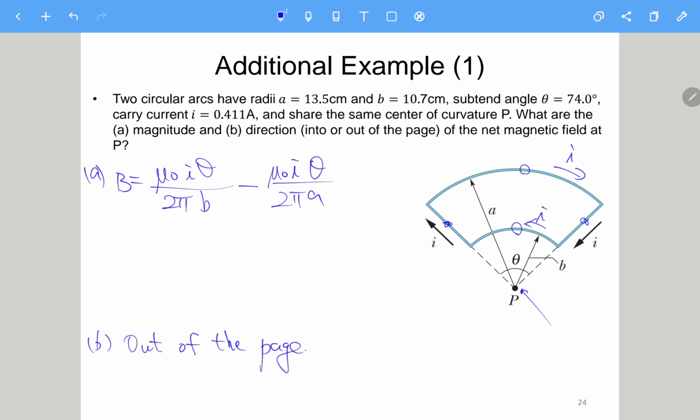I just mentioned that we can use the right-hand rule to determine the direction of the field at point P. The first way is that you use your forefinger to follow the current, and then your thumb points out of the page. The second way is that you use your thumb to follow the direction of the current, and then your forefinger at this point will be going out of the page. This is the second way to use the right hand rule. If you are very familiar with the right hand rule, then you know it is not unique for determining the B field.